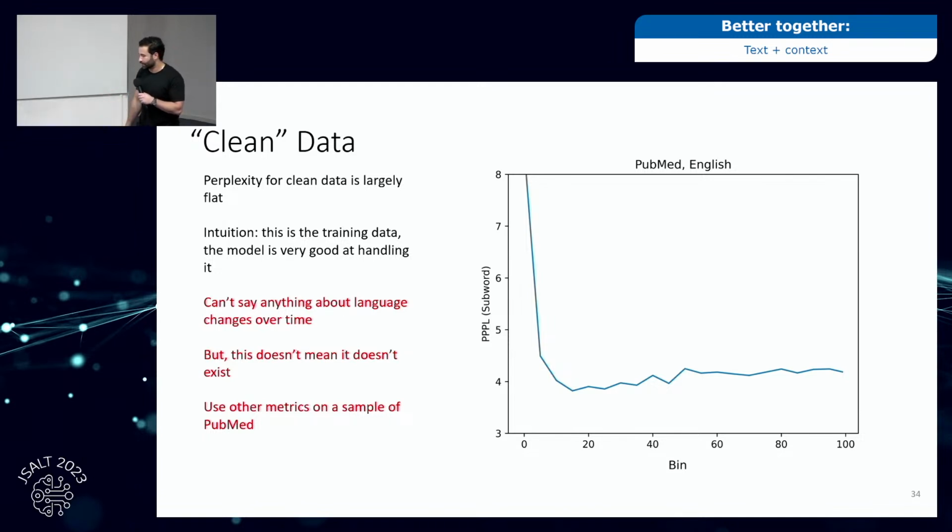Intuitively, this does make sense. This is probably the training data for SciBERT, and the model is really good at handling it. And so we can't really say anything about how the language changes over time, but this doesn't necessarily mean that it doesn't exist. What we'd ideally want to do is train a BERT-like model on some portion of the bins and then extrapolate our perplexities into the future. And that is computationally not feasible for the 6 weeks that we're here, so we'll use other metrics on this sample to make up for it.